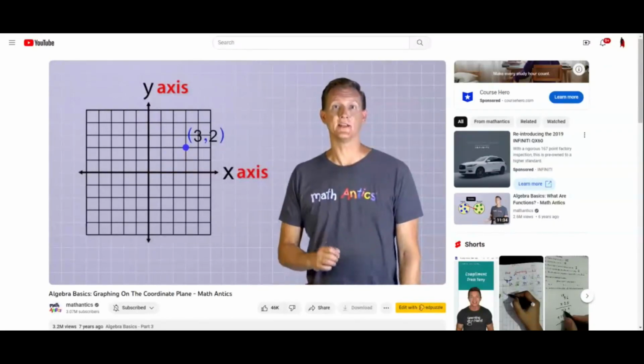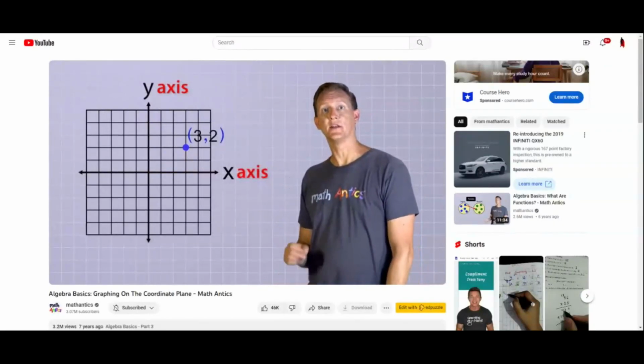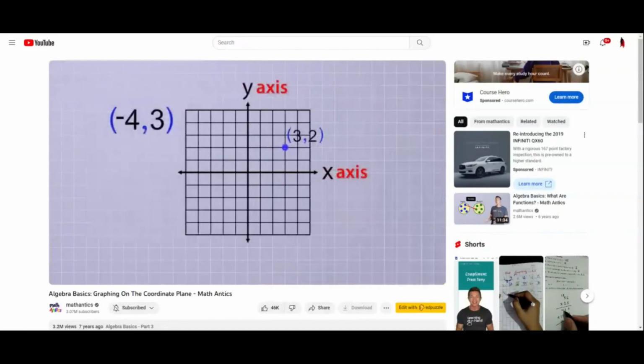Let's try it a few more times so you get the idea. Let's plot the coordinates -4, 3. Again, we start by imagining a point at the origin and then let the coordinates tell us how far to move it along the x and y axes. Since x is -4, we move the point a distance of 4 units, but this time in the negative x direction, which is to the left. And then, since y is positive 3, we move the point a distance of 3 units in the positive y direction.